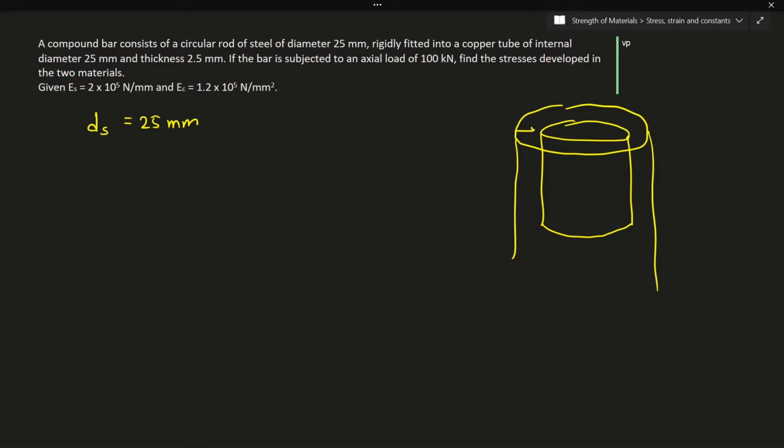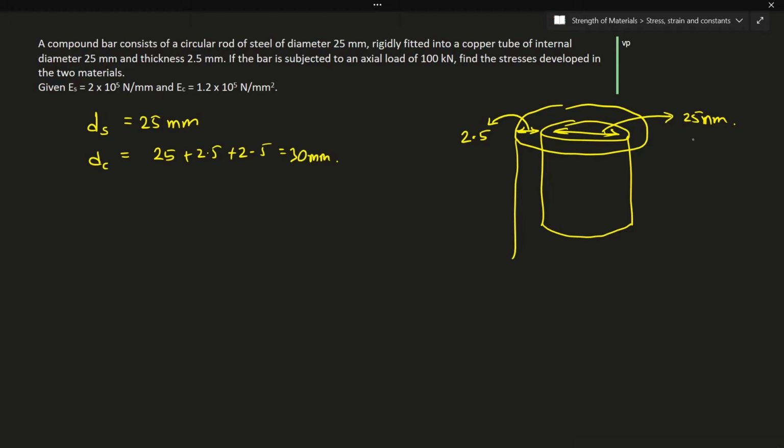Right, so they have given this thickness as 2.5 and this diameter is 25 mm. Right, so now the outer diameter of copper will be given by 25 plus 2.5 plus 2.5, which is nothing but 30 mm. Okay, and the bar is subjected to a load of 100 kilonewton.